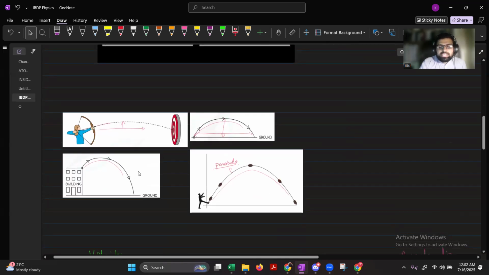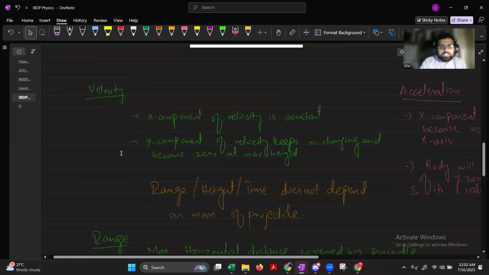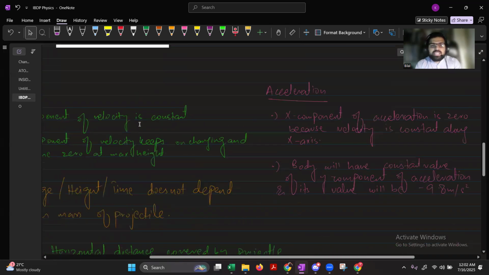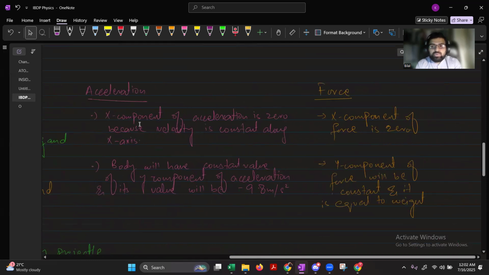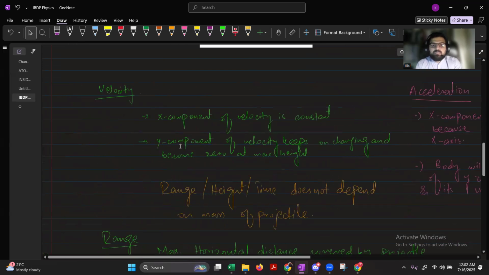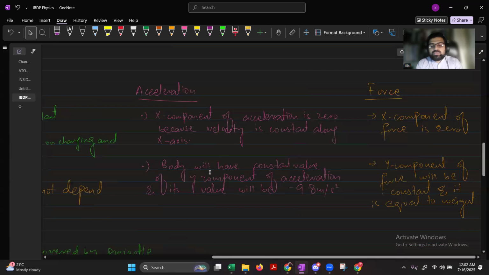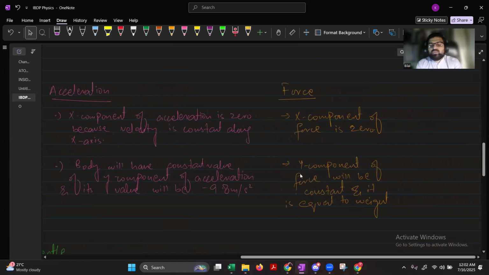Then we discussed different daily life examples of projectiles, and different parameters of motion like velocity, acceleration, and force, and how they behave. The x component of velocity remains constant, so the x component of acceleration is zero, and force is also zero. The y component of velocity constantly keeps changing, so the vertical component of acceleration is constant, which is 9.8, and the y component of force is also constant, because acceleration is constant.